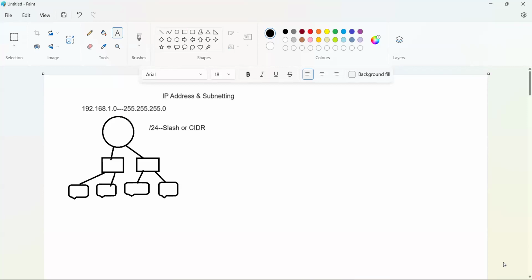Whenever we are discussing subnetting, we use a subnet mask, and apart from that subnet mask, we'll call it a slash value, that is our CIDR value, classless interdomain routing. In networking language, we'll call it a CIDR. Okay, fine.